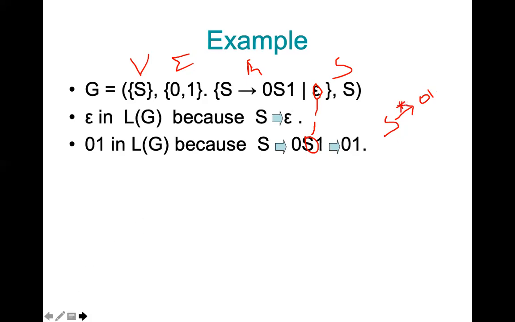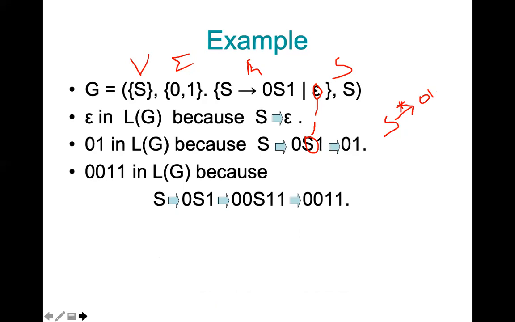Here 0011 is also in LG. How will it be? S is equal to 0s1. We should start from the S only with this rule, 0s1. In the place of this s, again 0s1 is produced. In the place of s, we substituted 0s1, so it is 00s11. And in the place of s, we substituted the null operator, so it is eliminated. So 0, 0, 1, 1.